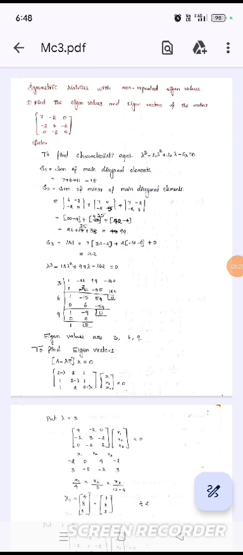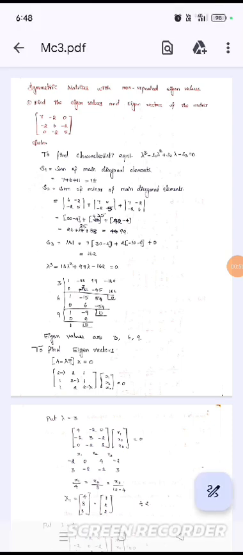Our first sum: find the eigenvalues and eigenvectors of the matrix 7, -2, 0, -2, 6, -2, 0, -2, 5. Our first step is to find the characteristic equation. This is a 3 cross 3 matrix. So our format is lambda cubed minus s1 lambda squared plus s2 lambda minus s3 equal to 0.